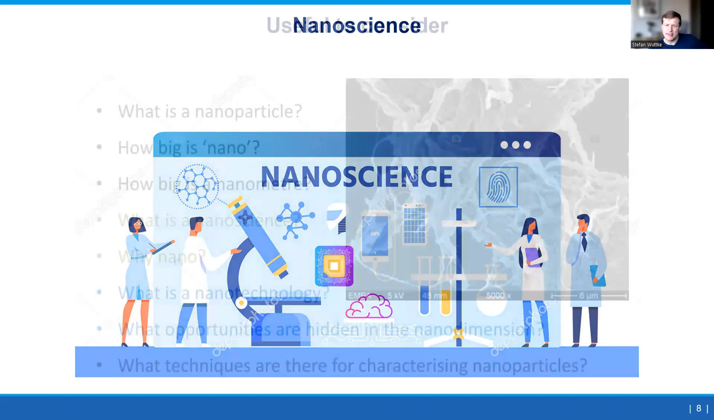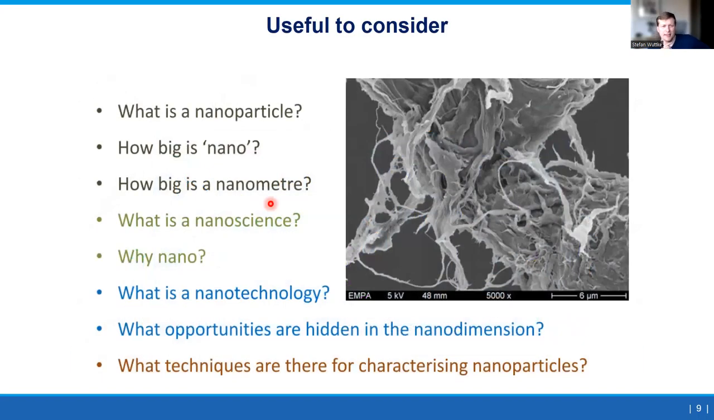nanoscience, it's also good to ask yourself some questions. What are very simple questions? What is a nanoparticle? Okay, definition. I like definitions, but they are not so easy, and we will have this definition today. How big is nano? That's reasonable. How big is a nanometer? That's very easy to answer. But what is nanoscience? Why nano? Why is this important? What is nanotechnology? What opportunities are hidden in the nano dimension? What techniques are there for the characterization of nanoparticles? And this is very important.